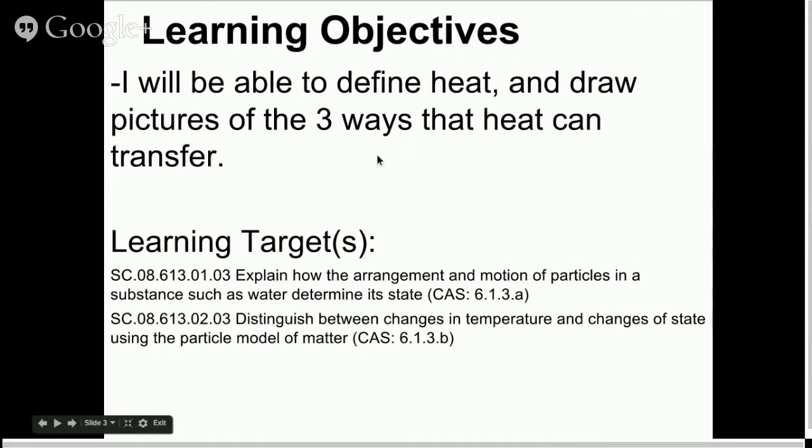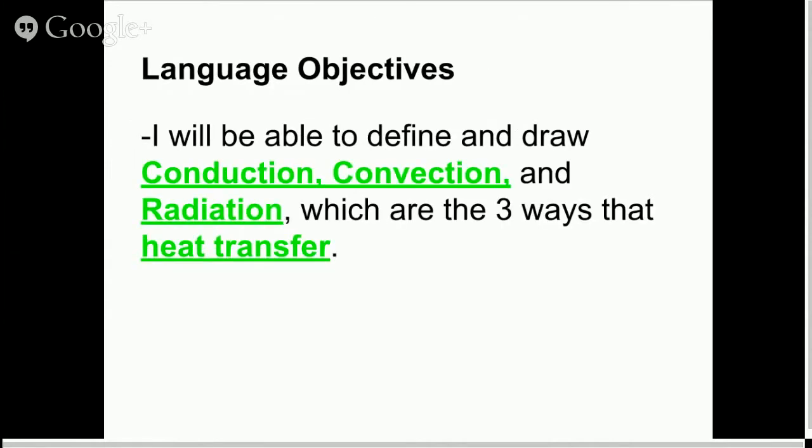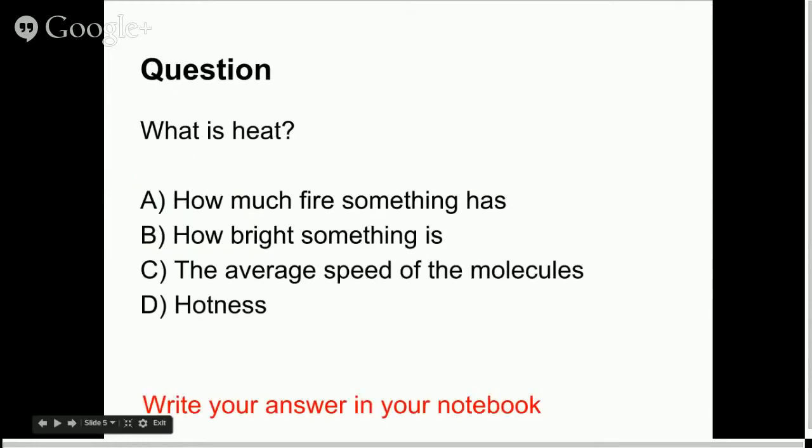We need to learn to be able to define heat and draw pictures of the three ways that heat can transfer. So the three ways that heat can transfer are conduction, convection, and radiation. All right. What is heat? Write your answer to this in your notebook. Go ahead and pause it.